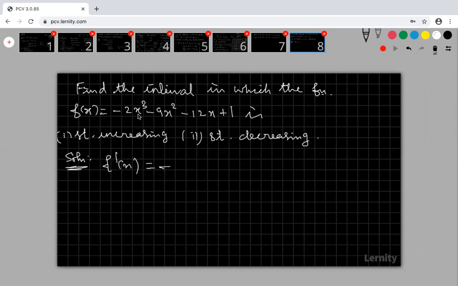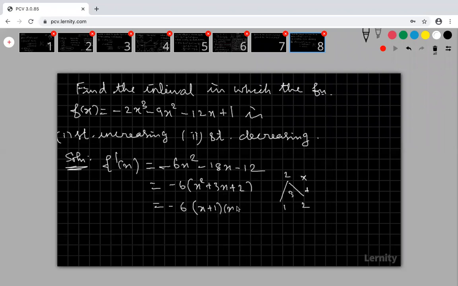This is 3x square, so therefore minus 6x square, 2 into 9, that is 18x, minus 12. You can take minus 6 commonly. This is x square plus 3x plus 2. So this is minus 6 into, and this is factorization, 2 and 3. So 1 into 2 is 2, and when you add these two, it will become 3. So therefore, x plus 1 into x plus 2. Are you clear?